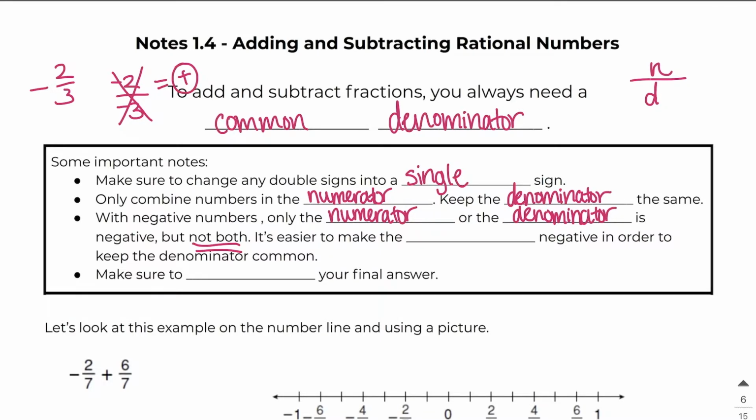So it's easier to make the numerator negative, because if you do that, you'll keep the denominator common, which we always want. We always want that common denominator. So if your denominator is always positive, that'll help us to make sure that our denominators are common, okay? And then lastly, we need to make sure to simplify or reduce your final answer.